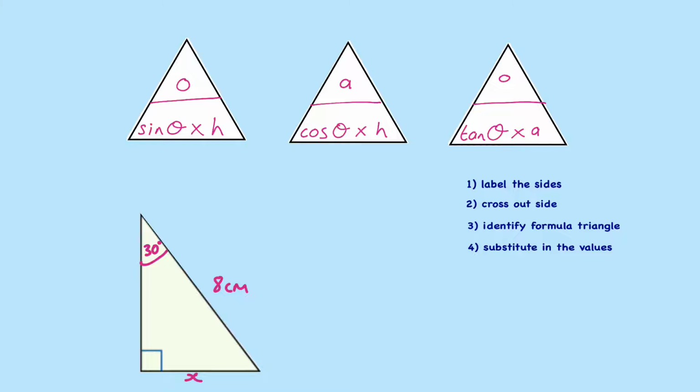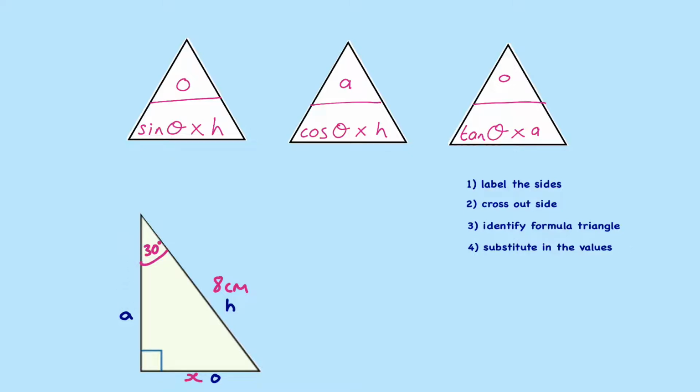So step 1, we're going to label the sides. So we have H, which is always opposite the right angle. This is the longest side in a right angle triangle. We then have O, which is always opposite the angle you've been given or you're trying to find. And then A is the last one to label. It is adjacent to the angle you've been given or trying to find.